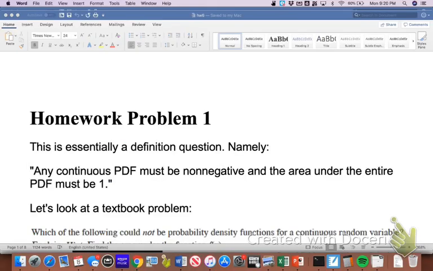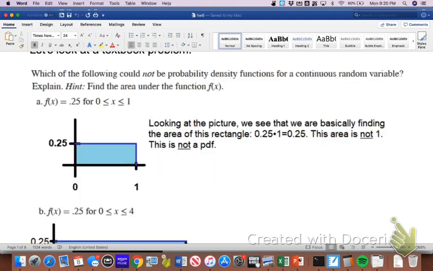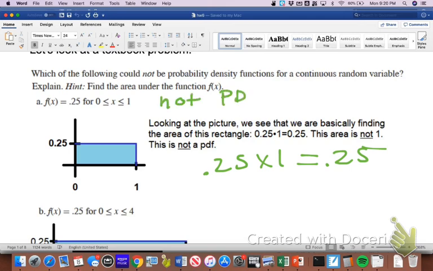So an essential point from the text is that any continuous PDF must be non-negative, first of all, so it's got to be positive, and the area under the entire PDF must be 1. Well, we just established that the area isn't 1. We found the area of this box, and it was 0.25 times 1, which is 0.25. So therefore, A is not a PDF, again, because the area underneath the distribution was not 1.